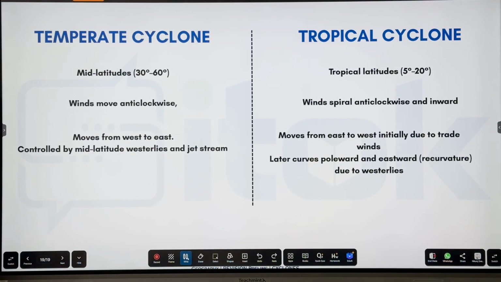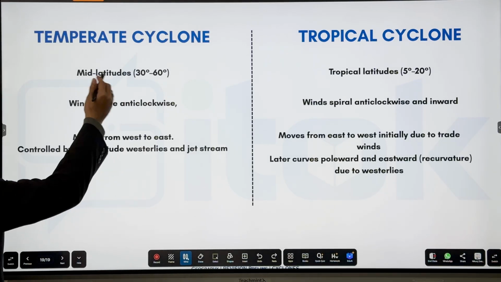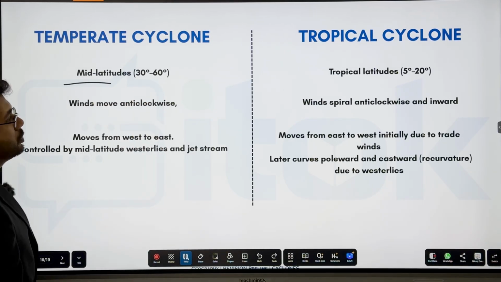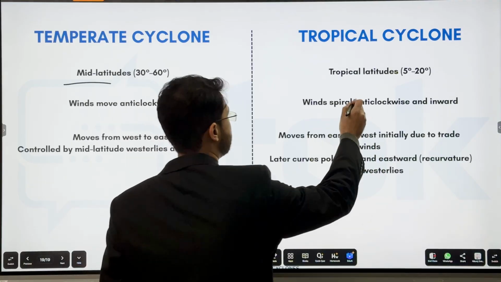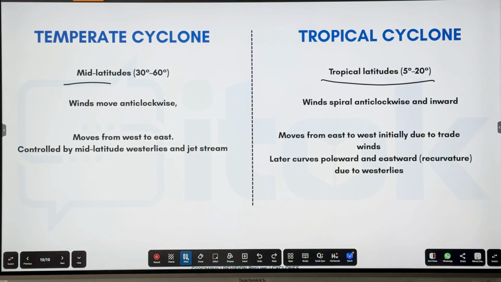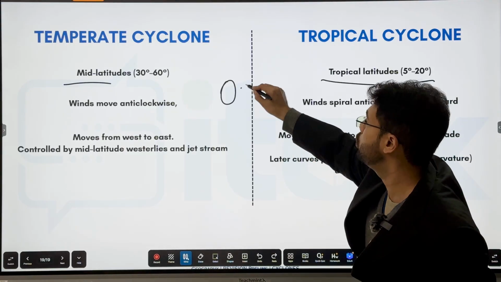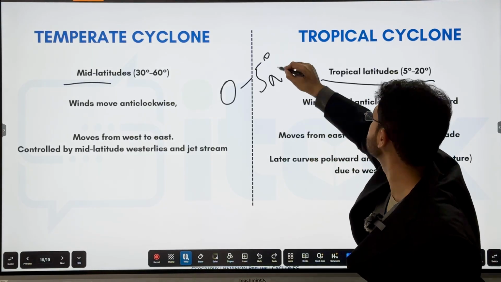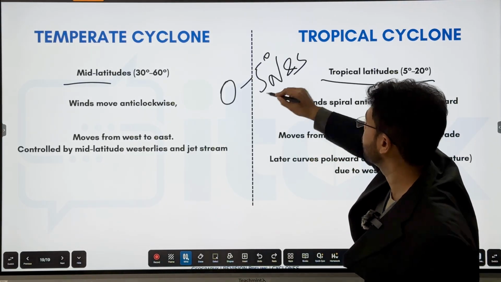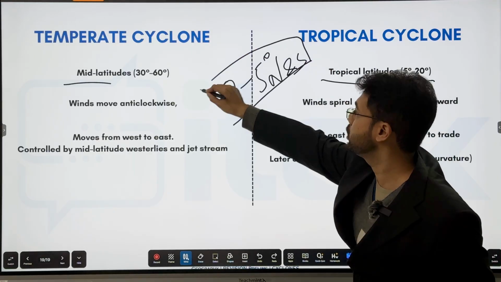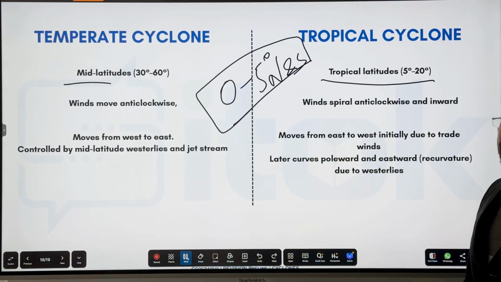Now, some differences between temperate and tropical. All you need to know, guys, is temperate cyclone happens in mid latitudes, 30 to 60 degrees north, while tropical cyclones happen in tropical latitudes, 5 to 20 degrees north. So what is happening between 0 to 5 degrees north and south of the equator? No cyclones can form in this region. Why so?